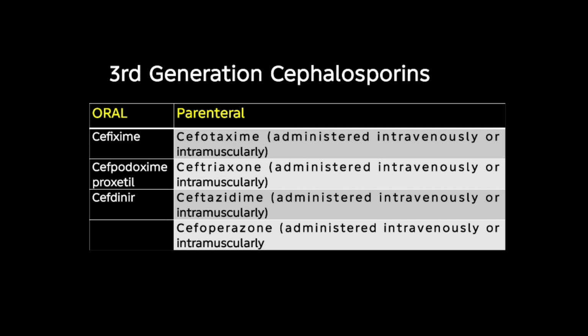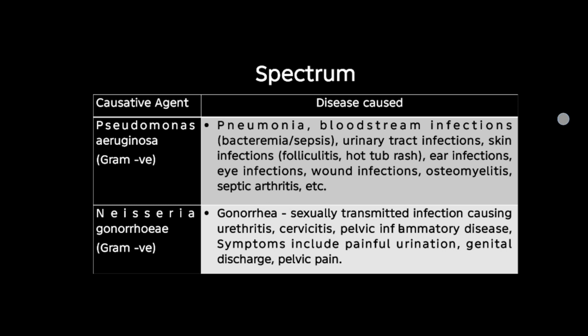Then we have third generation cephalosporins. These include oral as well as parenteral. In the oral, cefixime, cefpodoxime proxetil, and cefdinir. While in the parenteral, we have cefotaxime, ceftriaxone, ceftazidime, and cefoperazone, which can be administered through IV or intramuscular route. If we look at the spectrum of the third generation cephalosporin antibiotics, they have somewhat more spectrum of activity than the second generation and first generation.